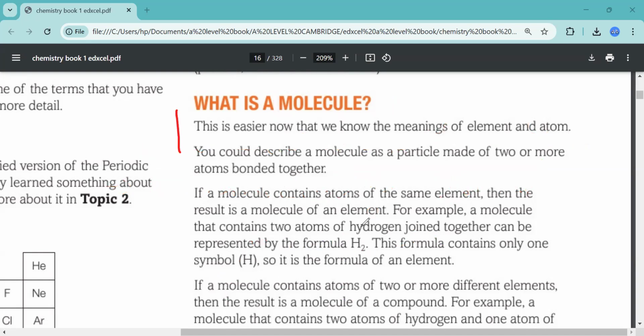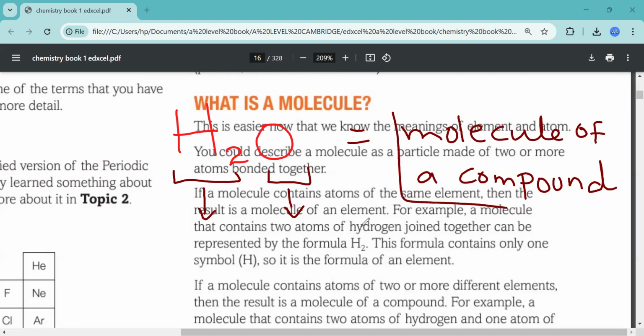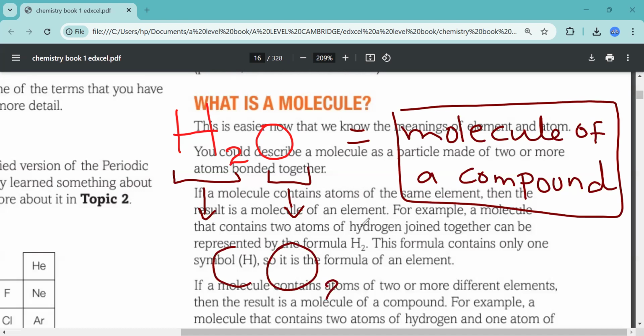Now there is another example, H2O. This time you can easily find that there are two hydrogen atoms and one oxygen atom. We still consider it a molecule, but this time it's a molecule of a compound. What does it mean? When two or more different atoms join together, we consider them a compound. But still it exists in the form of a molecule, so the complete term is molecule of a compound. Like CO2.